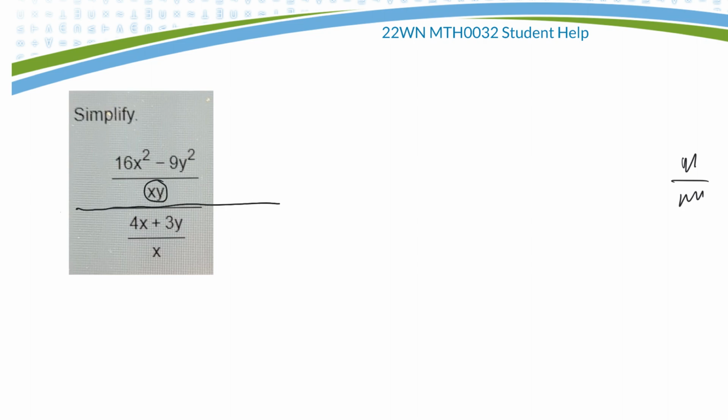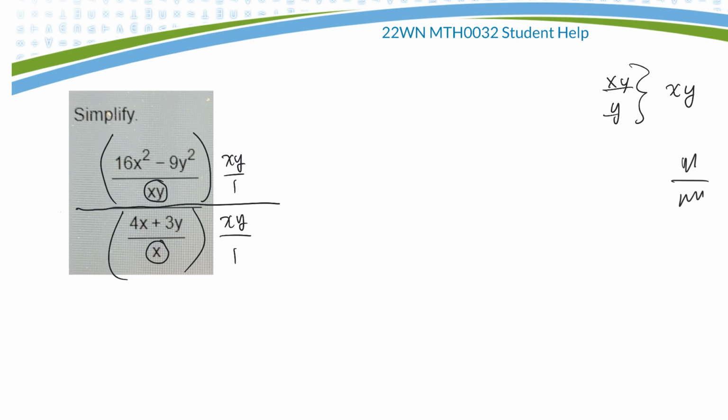So this one and this one. I have x, y, and y, and I want to get a lowest common denominator. It has to include every factor the most number of times it occurs in one factorization. So your lowest common denominator is just going to be xy. So I take this term and I multiply it by xy over 1, and I take this fraction and multiply it by xy over 1.